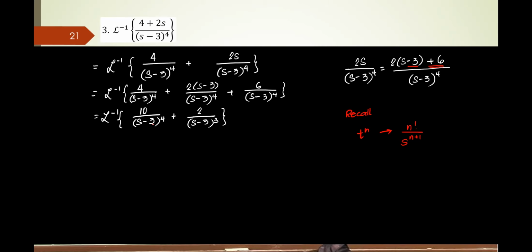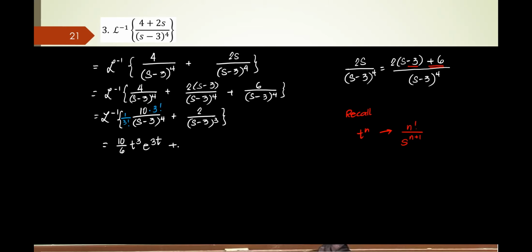So this one, the first term, the n is 3. So am I correct in saying that there should be a 1 over 3 factorial outside? So that means in here, 10 over 6, because 3 factorial is 6. And then what's the answer in here? That's t to the third power. Is there a shifting? Yes, by 3 units.